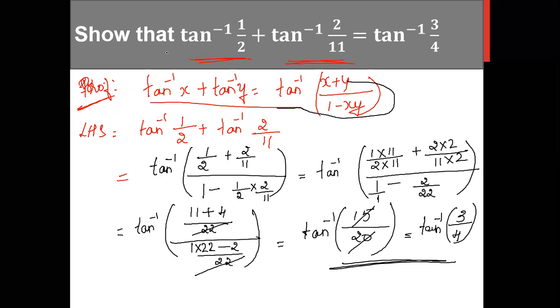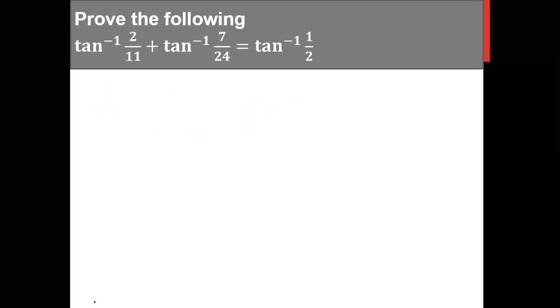Okay, fine, so we'll continue. Will you do one more problem of the similar kind? Take down the next question. This is your next question. Prove the following: tan inverse 2 by 11 plus tan inverse 7 by 24 is equal to tan inverse 1 by 2.